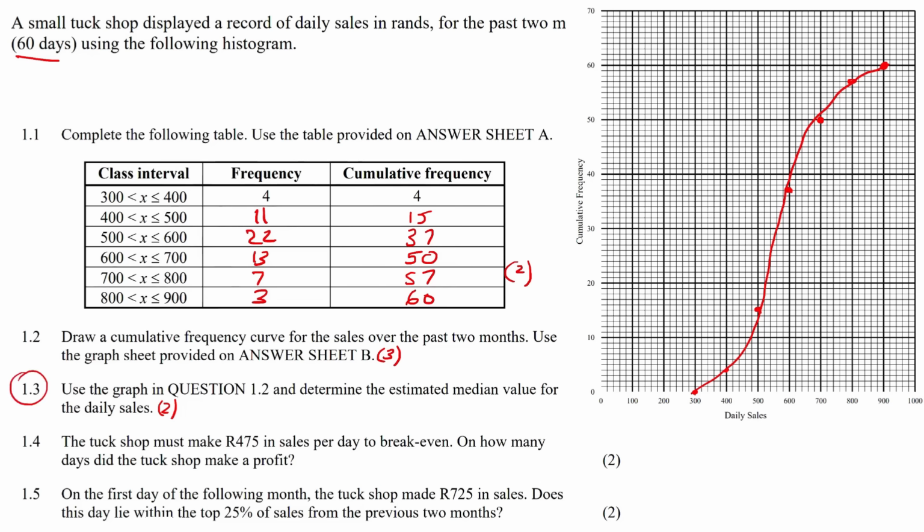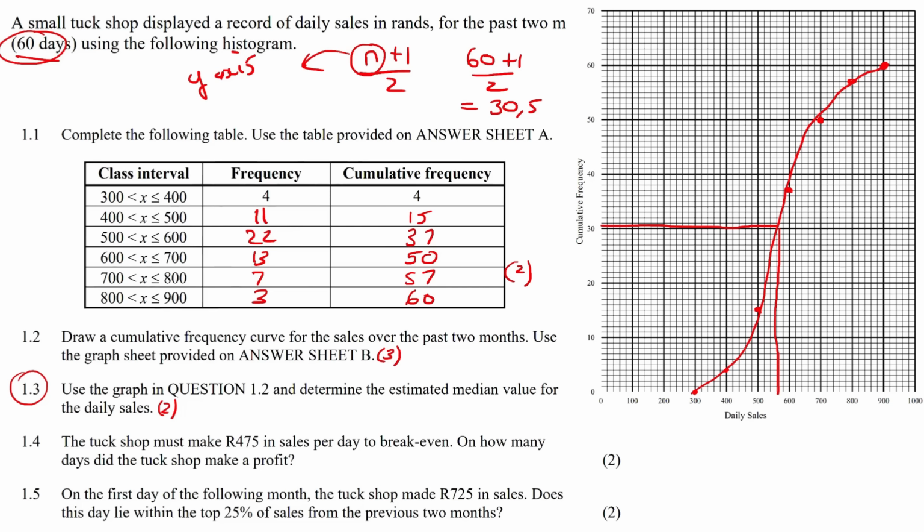Okay, now it says, use the graph that you drew in question 1.2 and determine the estimated median. So we know that the median is (n plus 1) over 2. N is always on the y-axis of this graph, okay? On our y-axis, we knew we had 60 things, so 60 plus 1 over 2 gives you 30,5. So then you go to 30,5, which is about there. Now, obviously, you would have a ruler, and you would go across nicely, and then you would use your ruler again and go down, okay? And the value that you should get is around 580.